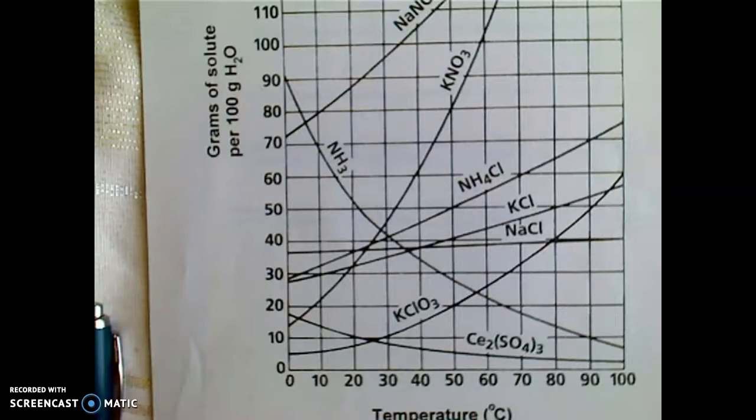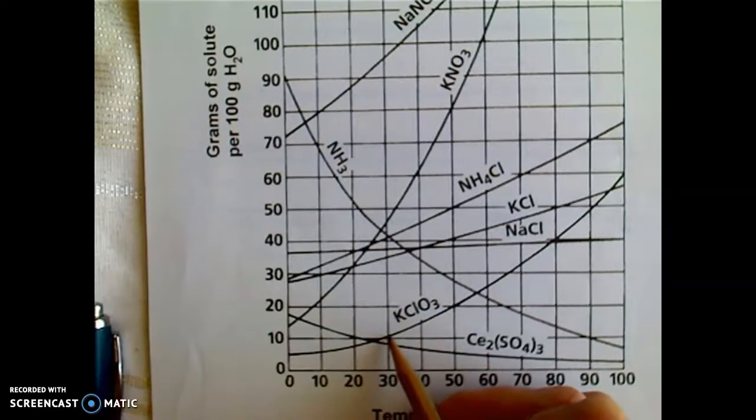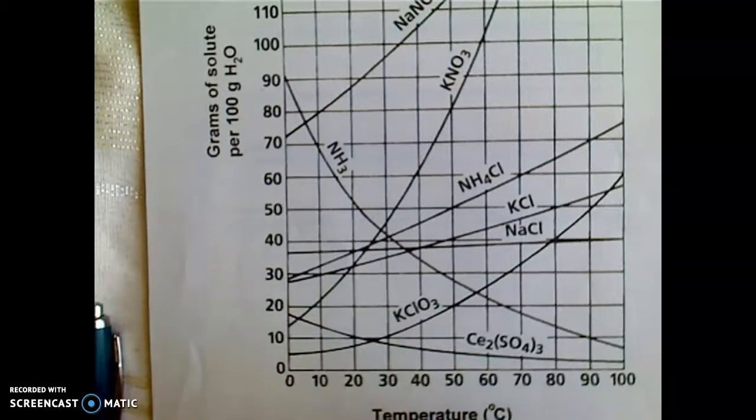Now, we can apply this to a lot of different situations. You're supposed to know the difference between unsaturated, saturated, and supersaturated. Unsaturated is when you have dissolved less than the maximum amount for that temperature. So if we were at 30 degrees Celsius and you only had 5 grams of potassium chlorate dissolved in that 100 grams of water, that would be considered unsaturated. This point right here is saturated. That's the maximum amount that can be dissolved at that temperature.